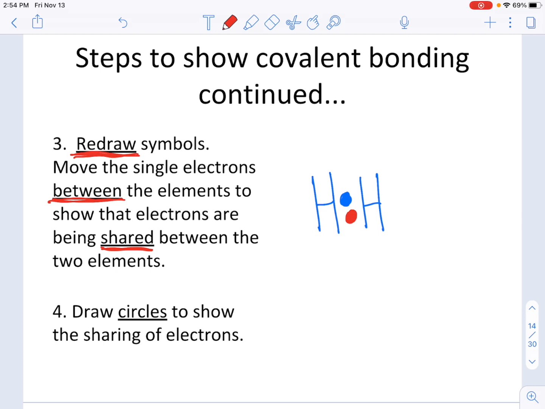Step 4, draw circles to show the sharing of electrons. So here I'm going to draw a circle showing that hydrogen is happy. It's got one of its own and one of the other hydrogen's electrons. I'm going to show that this one is also happy. This one's also got 2. Remember that with hydrogen, it's that exception to the rule. It only needs 2 electrons to fill its outer shell.